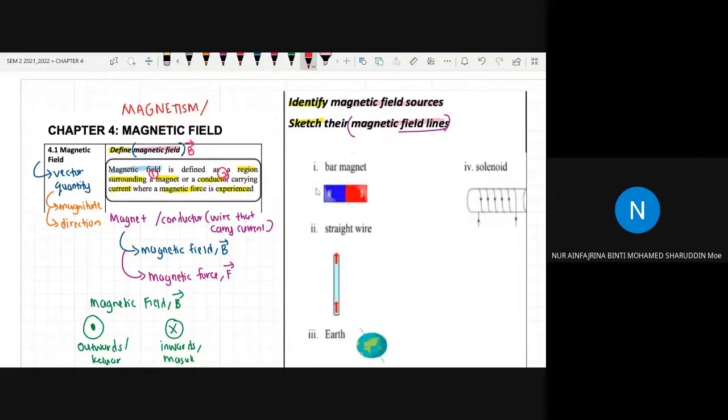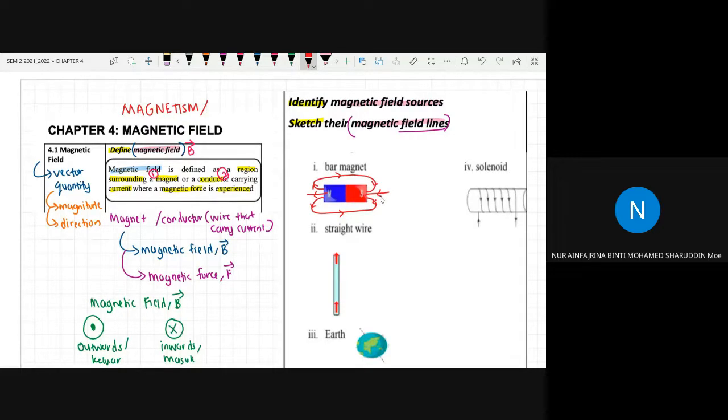Very good, Aiman. Okay, north to south. So, dia akan keluar daripada north to south. Okay, itu adalah awak punya lukisan of the magnetic field. Dia akan keluar daripada north dan dia akan masuk ke south. Very good.